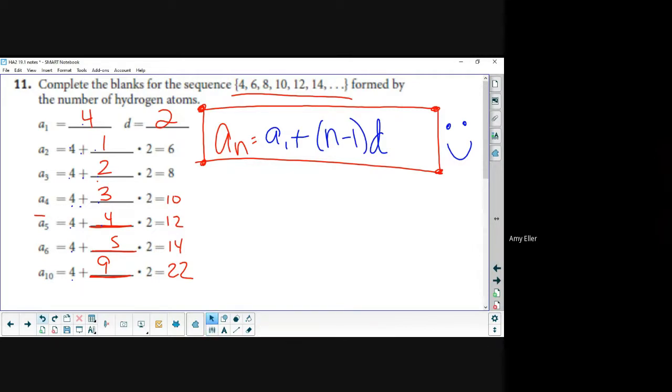Do we understand the reason for the smiley face and the frown face? Smiley face means we like it because I can now find the 50th term without having to know the 49th or the 35th or any term. The sad face was recursive. I had to know what came before it. Go ahead and read number 16 and try those on your own. You're using the formula you just had.